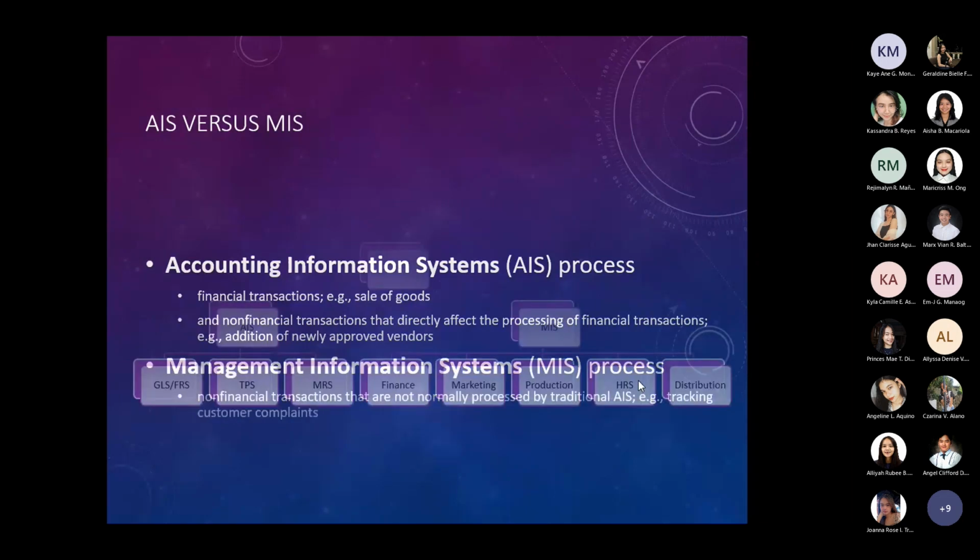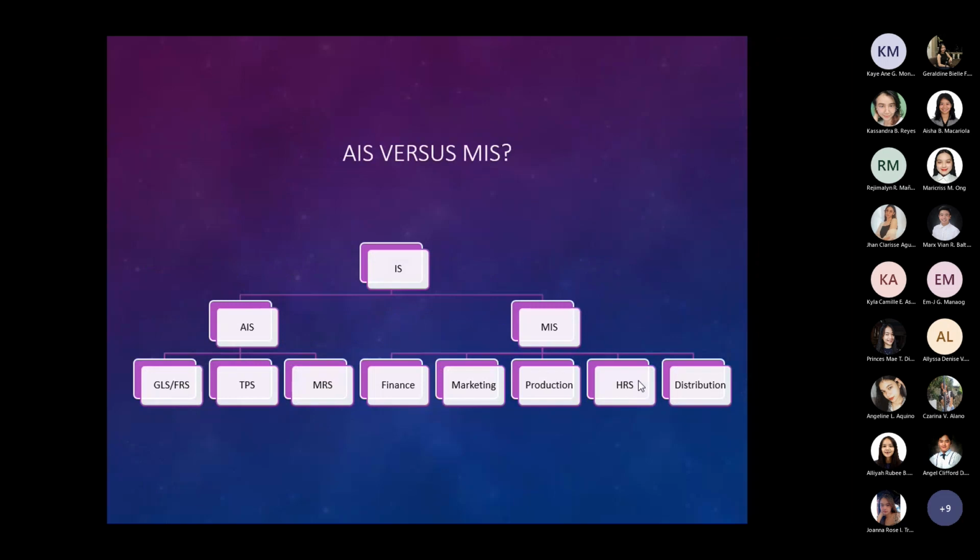Okay? So, ito po yung itsura niya. Tingnan nyo. Your information system is divided into two, your AIS and your MIS. So, we have here, sa AIS, ang mga ginagamit po natin is your GLS or your General Ledger System or Financial Reporting System, your Transaction Processing System, and Management Reporting System. Meron pong Management Reporting System sa AIS?